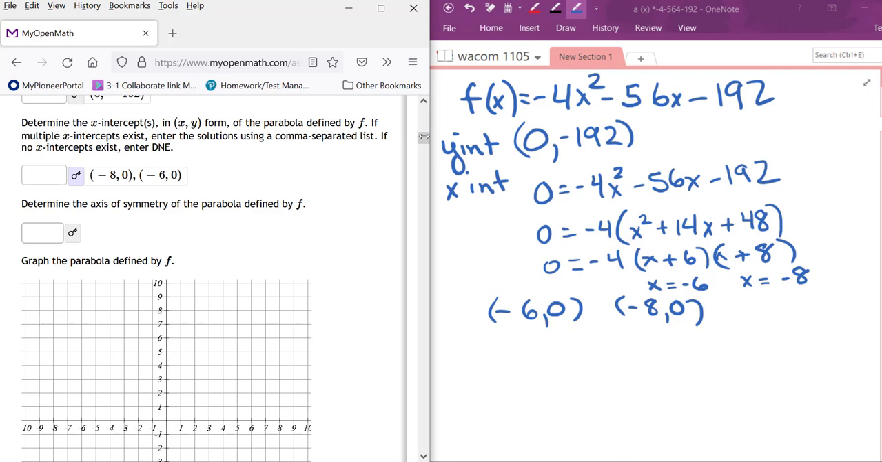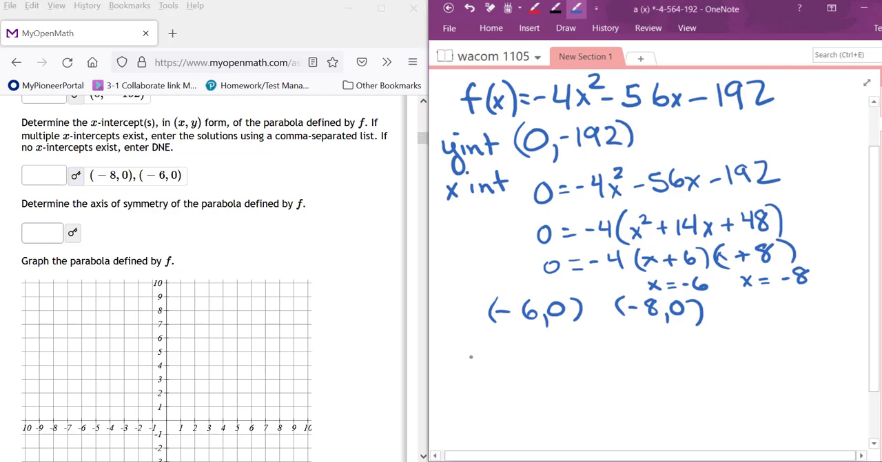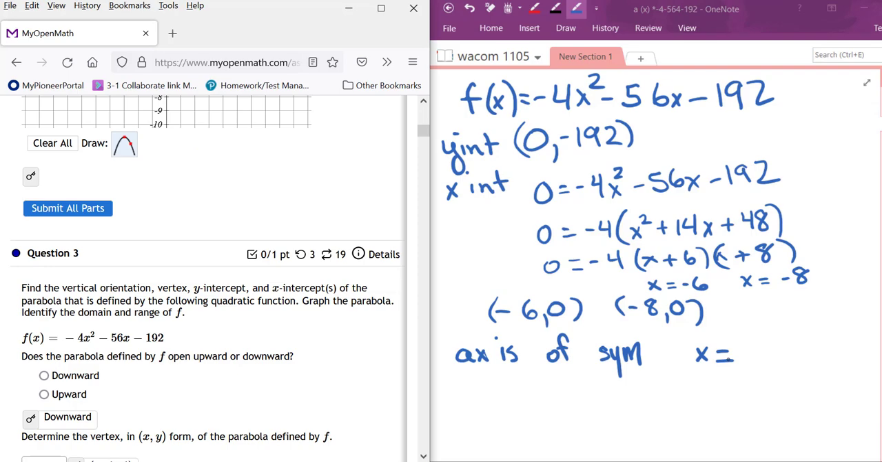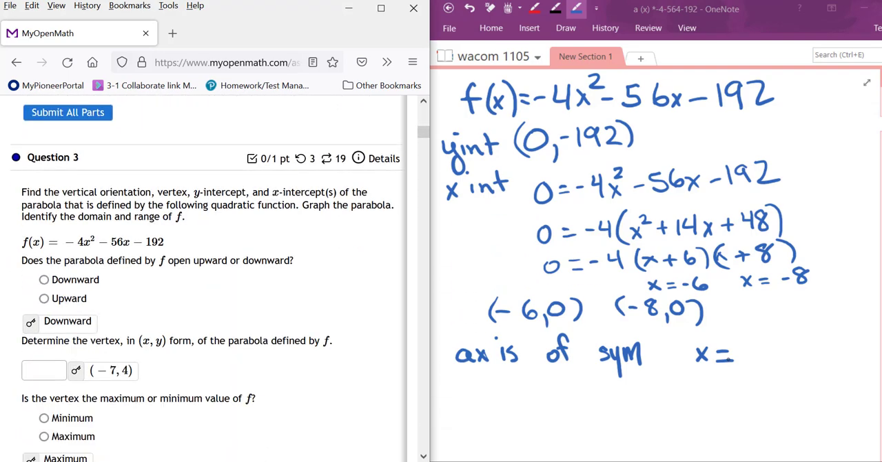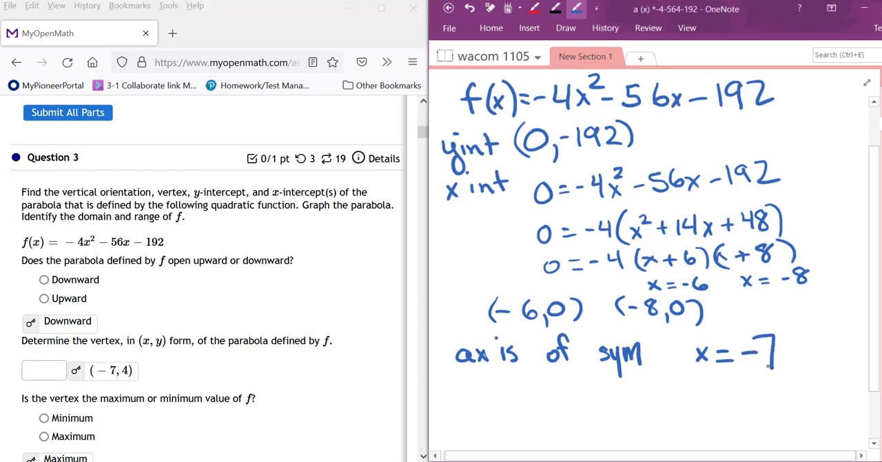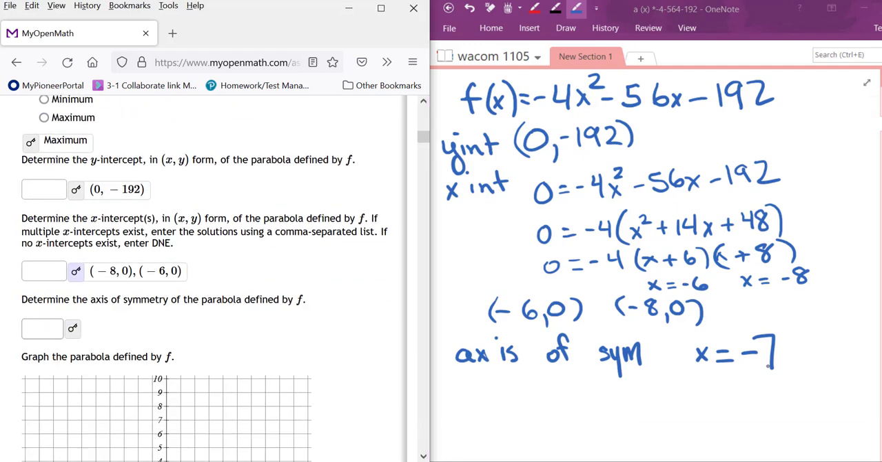Next, they ask for the axis of symmetry. This goes back to your vertex, and it is the x-coordinate of your vertex. So x is equal to negative 7. That is from the vertex. It's easier when you can see this all in one shot.